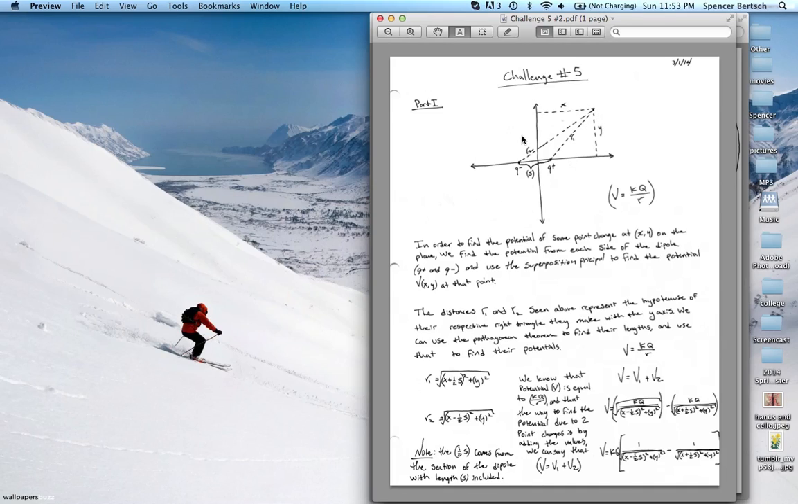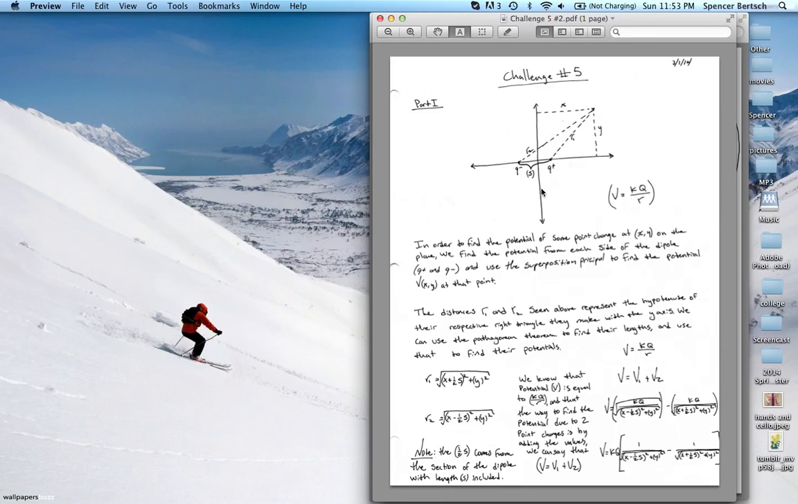It could have been in any quadrant, but I chose it here, and there's this distance x and distance y away from the origin, and you have a dipole with q minus and q plus representing the negative and the positive charges of the dipole. And the distance between the arbitrary point and q minus is r2, and the distance between q plus and the arbitrary point is r1. So I just thought it would be easier to label everything so that we could keep things straight. So the first step was to find r1 and r2, and it's pretty simple.